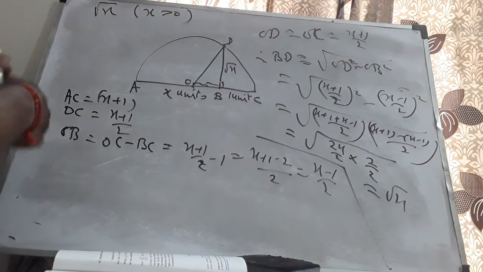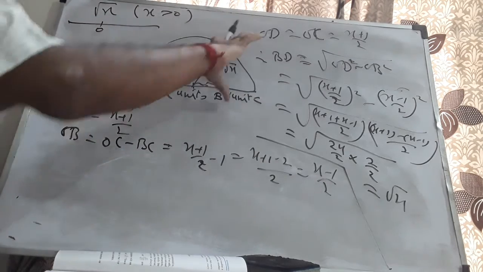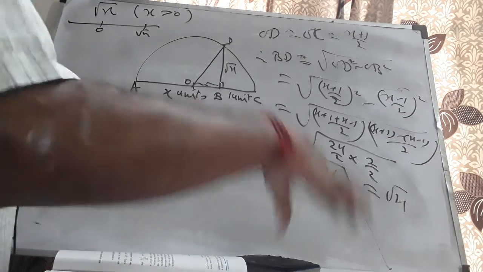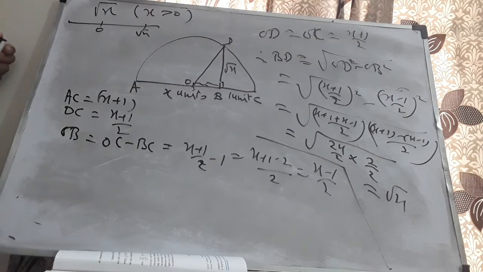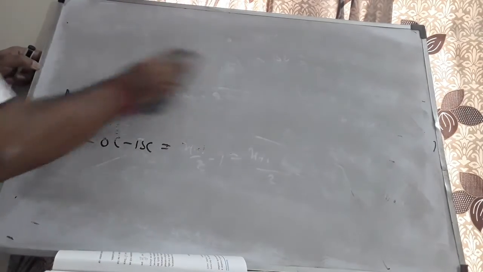If you want to represent root x on the number line, draw the number line with O as center and BD as radius. Mark point root x on the number line. After identifying root x geometrically, you can represent the same on the number line. I will explain one more problem. This is a generalized case I have taken. I will take a particular example also.